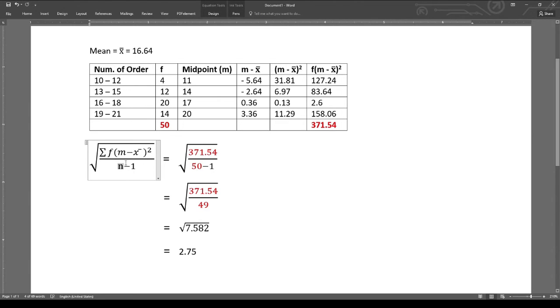So n is equal to total range of frequency. So we have 50. So n is 50. As for this one, the total of f frequency times midpoint minus mean square is 371.54. So we can put this value here. So 371.54 divided by 50 minus 1 is square root of 7.582, which equals to 2.75.